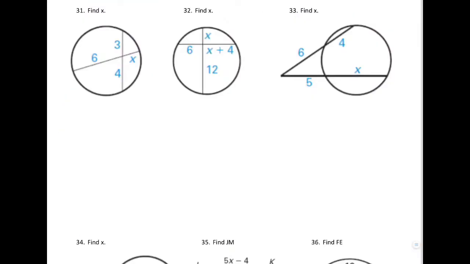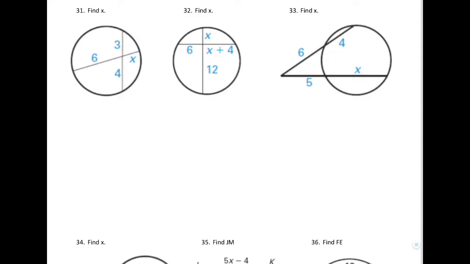Alright, so notice in these, the relationships are different because we're not looking for angles and arcs. We're using segment pieces or pieces of segments or chords or secants, whatever it may be. This length is 3, this length is 4. This length is x, this length is 6. So we're not dealing with angles and arcs, we're dealing with lengths.